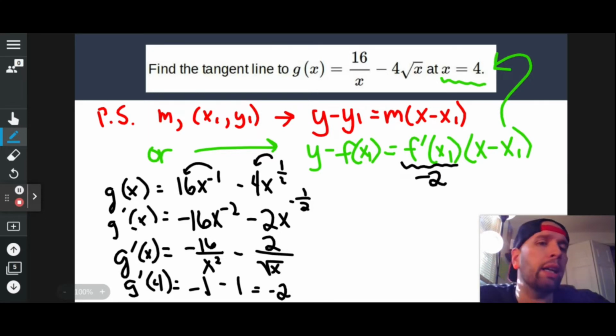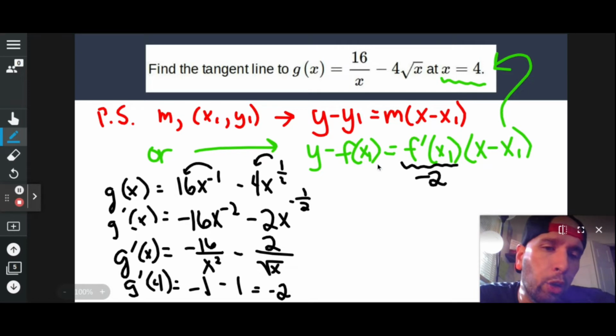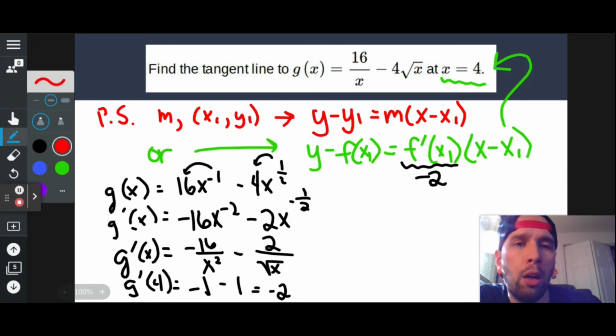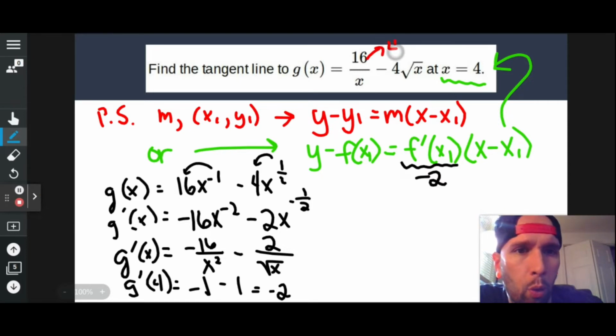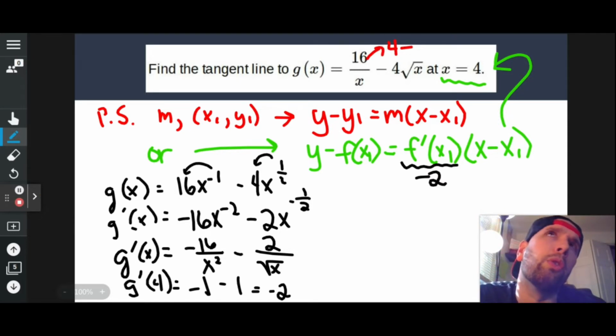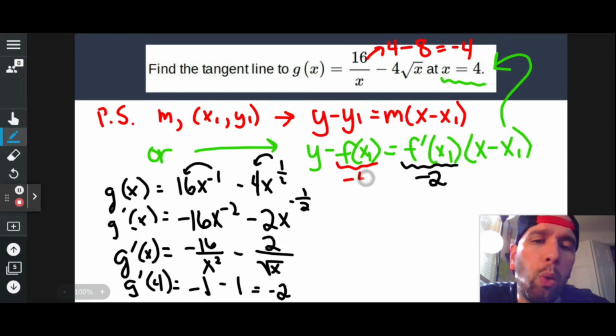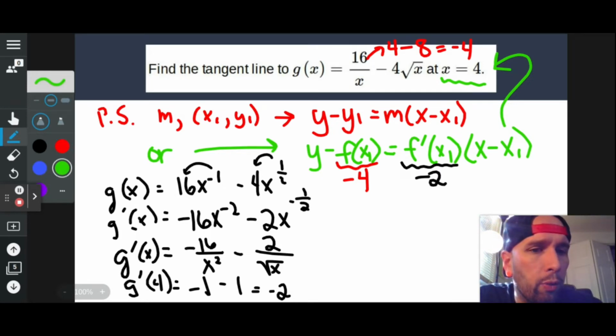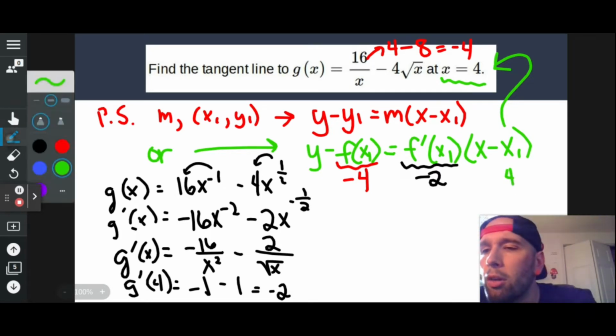I still have to find my other y value, and I find that by plugging 4 into the original equation. So here's the original equation. If I plug 4 in, 16 divided by 4 is going to be 4, minus 4 times the square root of 4, which is 4 minus 8, which is negative 4. So this guy became negative 4. We already said that this guy was positive 4.